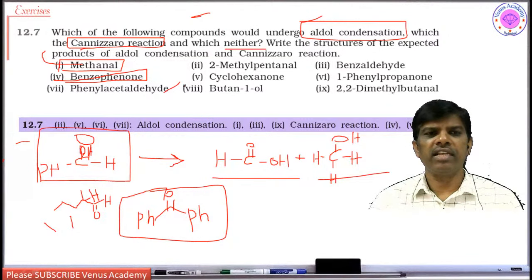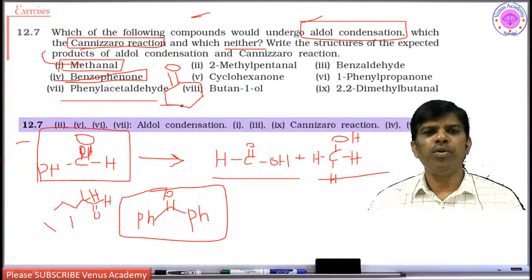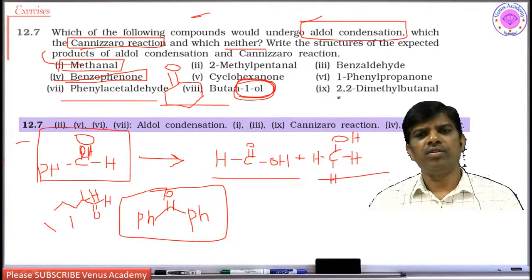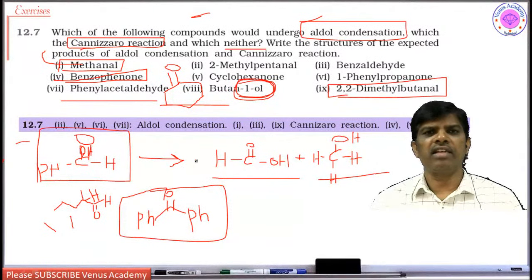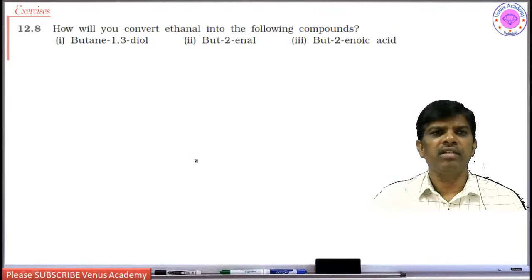Cyclohexanone. Cyclohexanone is a ketone. Yes, it is having alpha hydrogen, so it can undergo the aldol reaction. 1-phenyl propanone, yes, it can undergo aldol reaction. Phenyl acetaldehyde, yes, it can undergo aldol reaction. Butan-1-ol is what? It is an alcohol. Alcohols will not undergo aldol, neither Cannizzaro reaction. 2,2-dimethyl butanal, yes, it can undergo Cannizzaro reaction. This is how you can predict the products based on the structures.